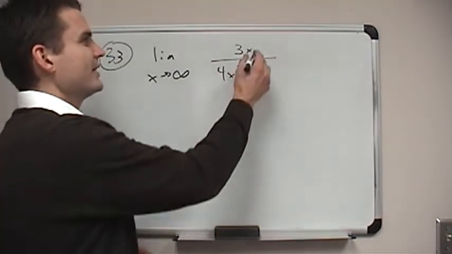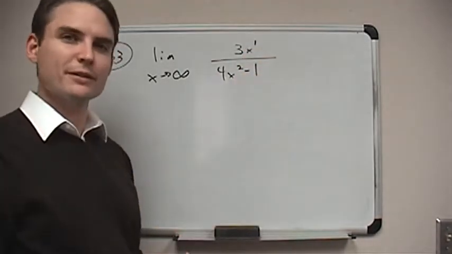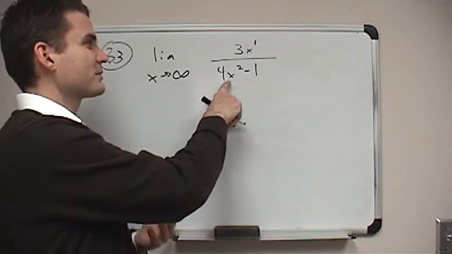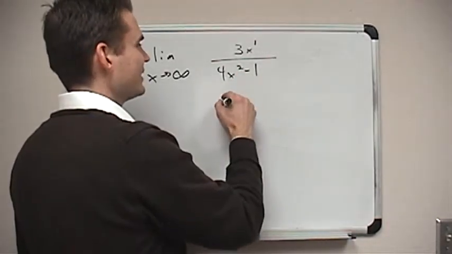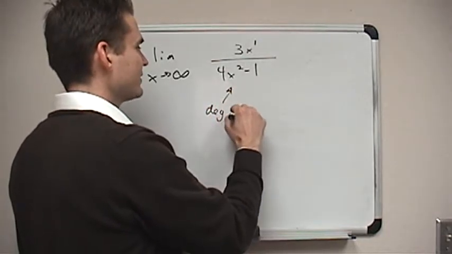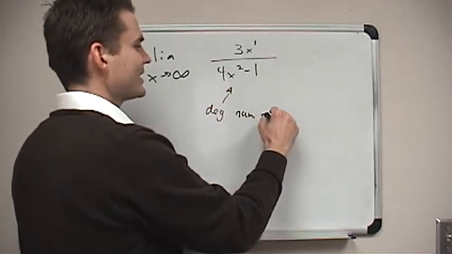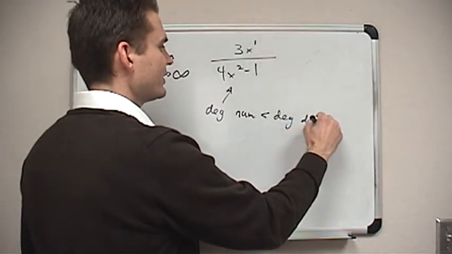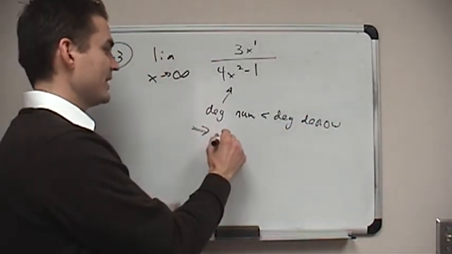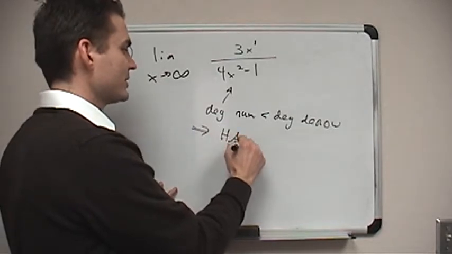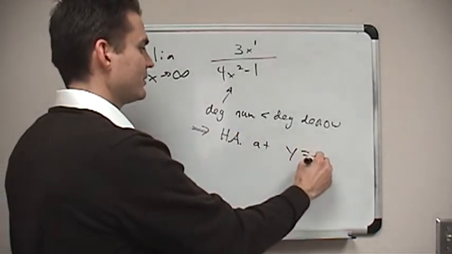Okay, so the numerator is 3x to the first power. The denominator is 4x squared minus 1. So what I see here, looking at this rational function, is that the degree of the numerator is less than the degree of the denominator. Okay, when that happens, the result in that table is that it must have a horizontal asymptote at the line y equals 0.